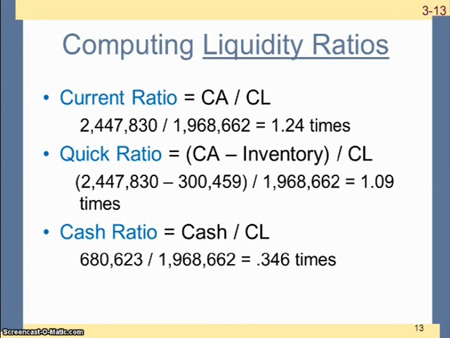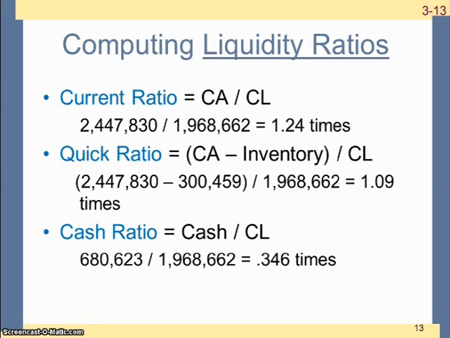Alright, look at the first one, current ratio. This ratio is mainly used to give an idea of the company's ability to pay back its short-term liabilities with its short-term assets, for example cash, inventory, and receivables. The higher the current ratio, the more capable the firm is of paying off its obligations. The current ratio of 1.24 times shows that the company is capable of paying its obligation.